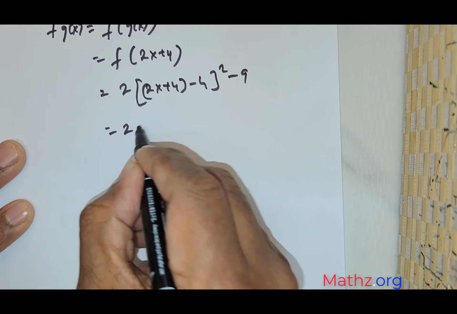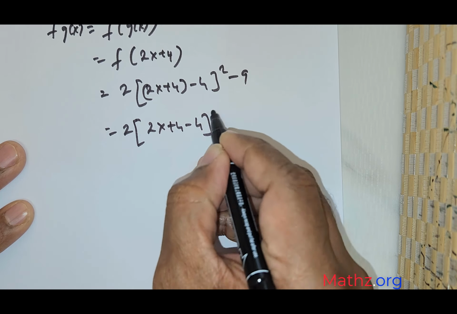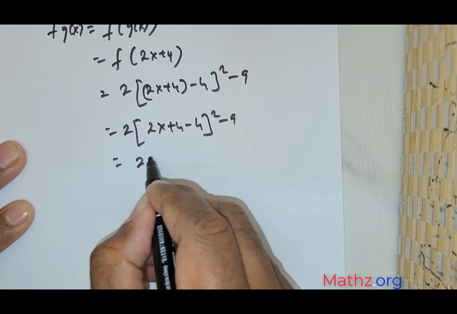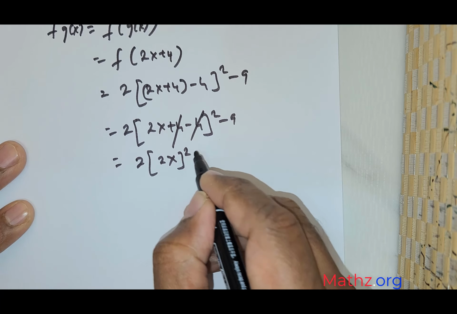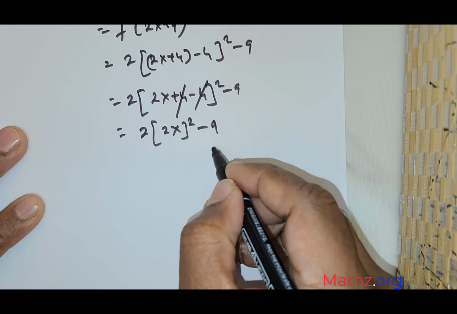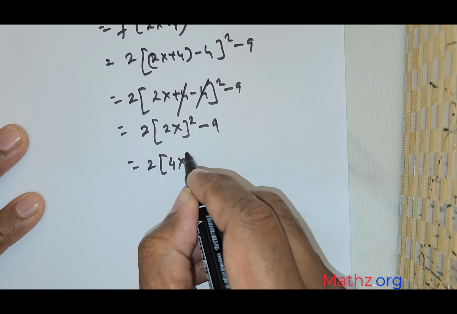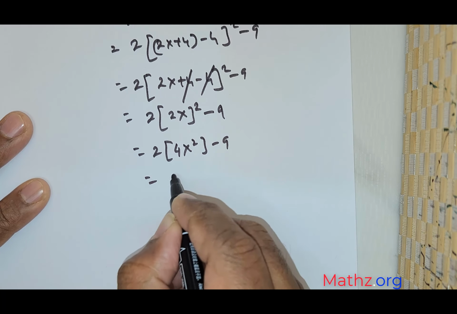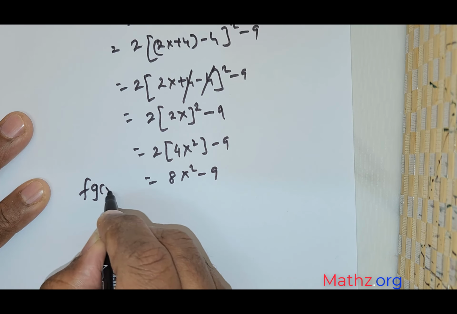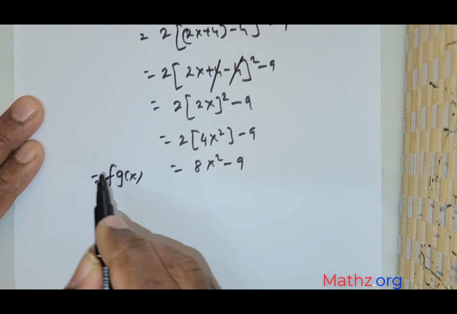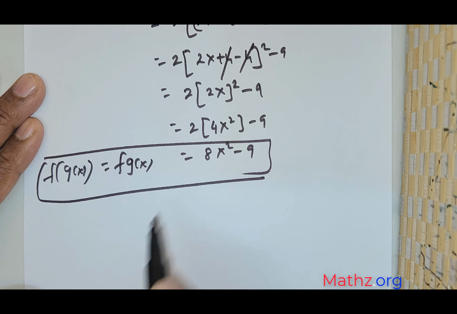You simplify the expression. This is 2 times 2x plus 4 minus 4 the whole square, minus 9. The positive 4 and negative 4 get cancelled, giving you 2 times 2x raised to the power of 2, minus 9, which is 4x squared, minus 9, which is 8x squared minus 9. So what is this? This is f g of x, which is also f of g of x. Okay, so that is the solution.